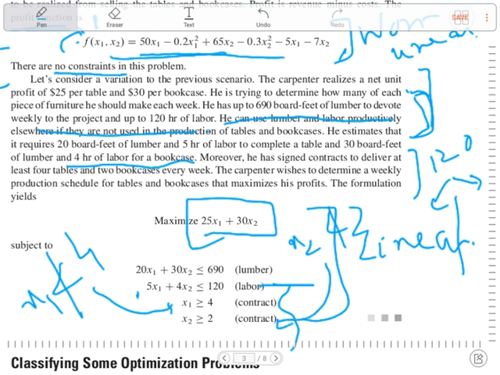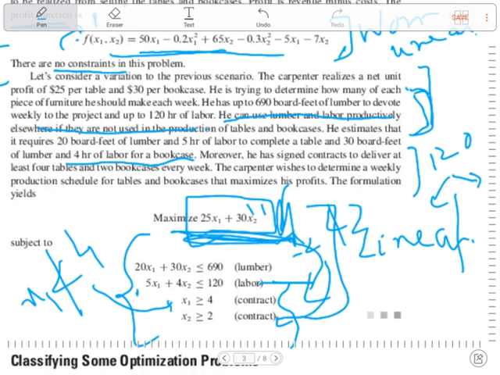Okay. So now you see, this is a constraint optimization problem, because you are getting a set of constraints. So when he tries to maximize his profit, this cannot be considered singly. It has to be considered coupled with this system of constraints. So this is an example of a constraint optimization problem.